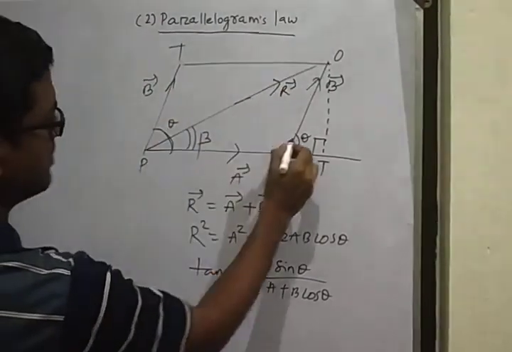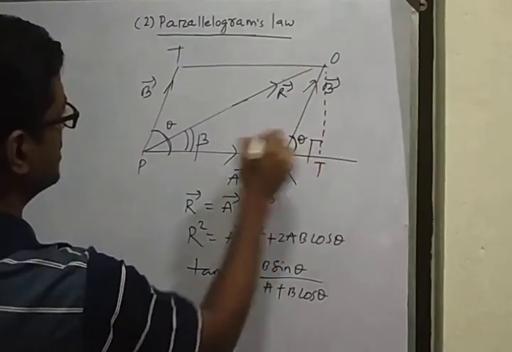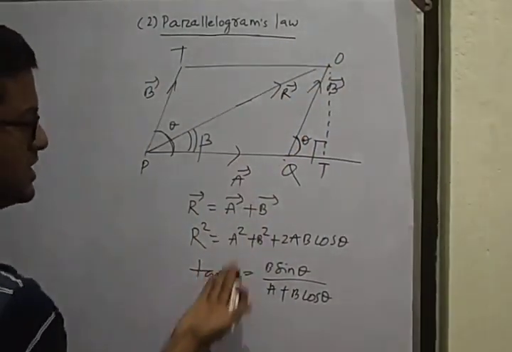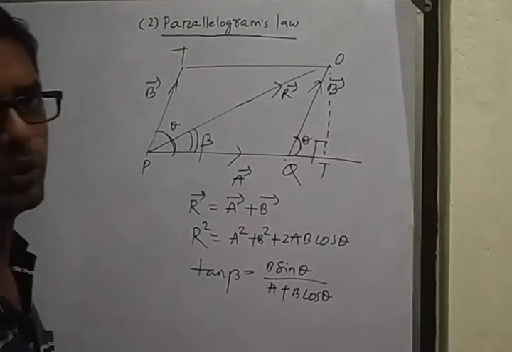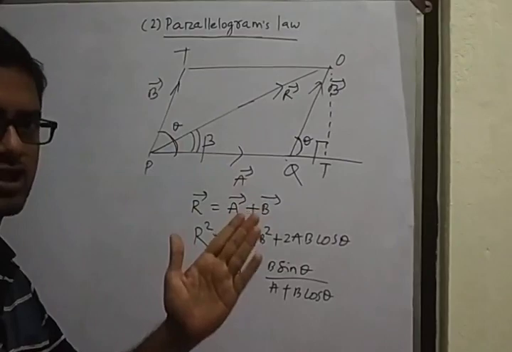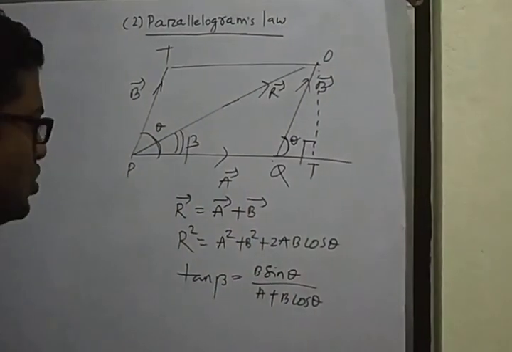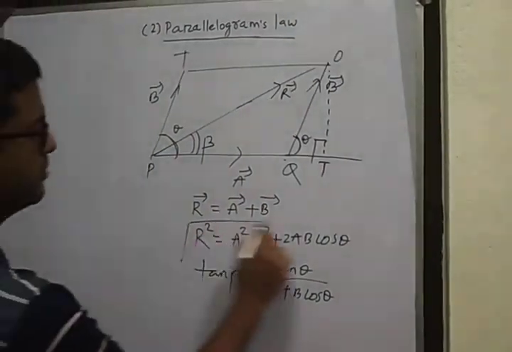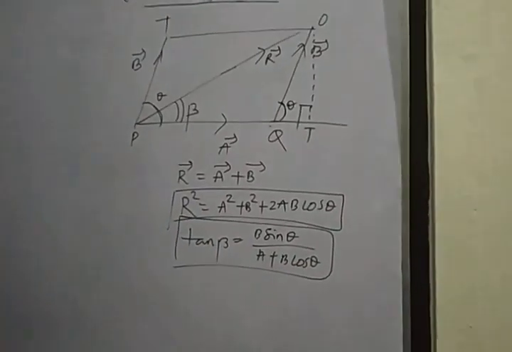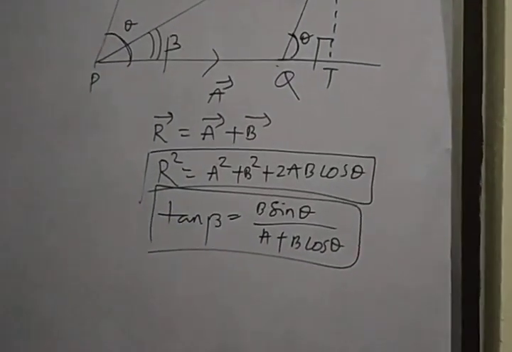And this is theta, because these two lines, PT line and QO line, are parallel. So I can easily apply the triangle law. So there is no need to derive. If there is a derivation kind of question, you can directly use that same derivation. I did it in the triangle law. So this will give me the magnitude of the two vectors, whereas this will give me the direction of the resultant of the two vectors.